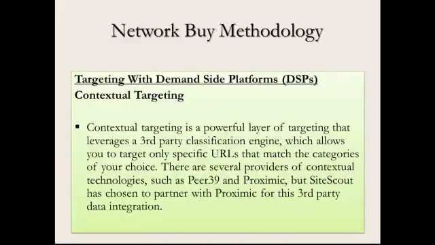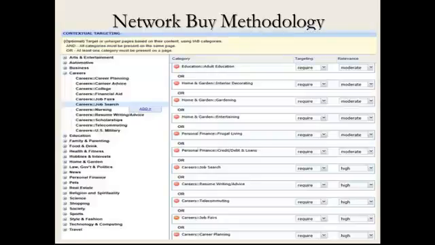Okay, we also have contextual targeting. So contextual targeting is a powerful layer of targeting that leverages a third-party classification engine, which allows you to target only specific URLs that match the categories of your choice. Now, there are several providers out there. Site Scout told me that they chose to partner up with Proximic, but Peer39 is also out there for their third-party data integration. And as you can see here, we're able to choose all these contextual targeting options. So we have education, adult education, home, garden, interior decorating. So we can get very specific about a lot of this stuff.